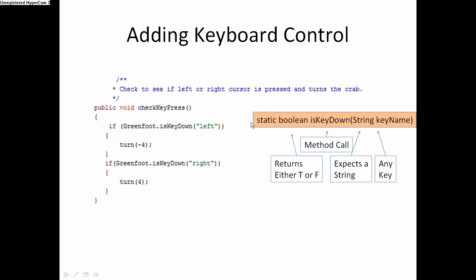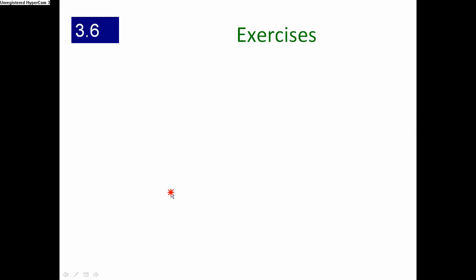Static Boolean isKeyDown, String key. Here's something you probably need to write down. This isn't in red, but we need to write this down. This is a question: static Boolean isKeyDown. It's going to ask the question, hey, is the key down? It expects it in a string, so it's testing that, and you can put any key there. This is the method call. Here's what the code's going to look like. Public void checkKeyPress. This is our method definition.